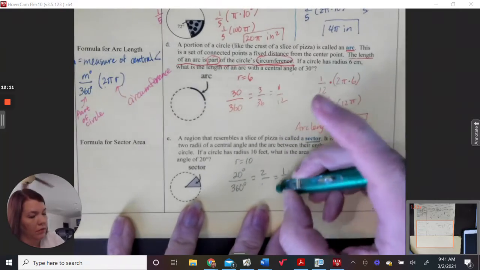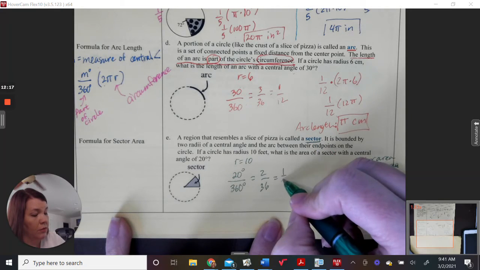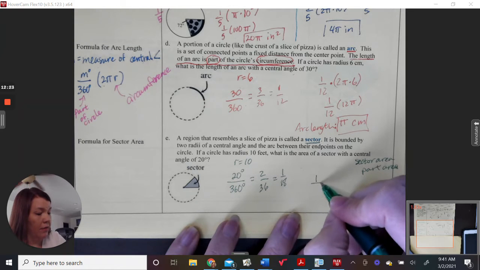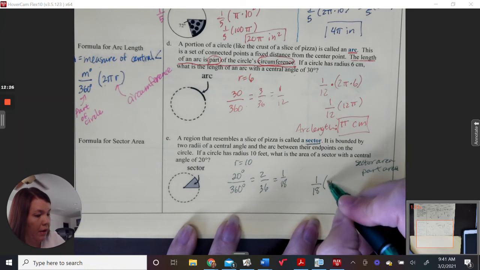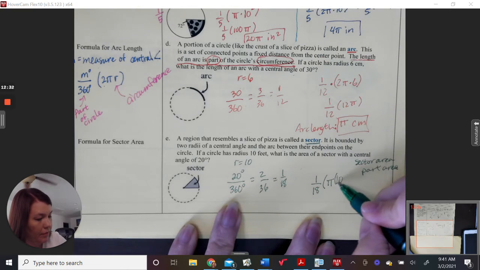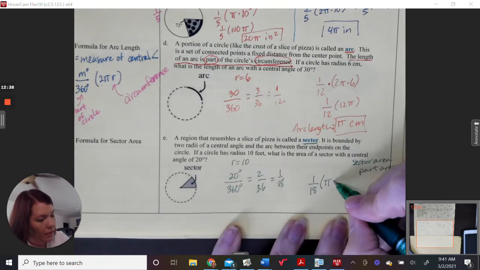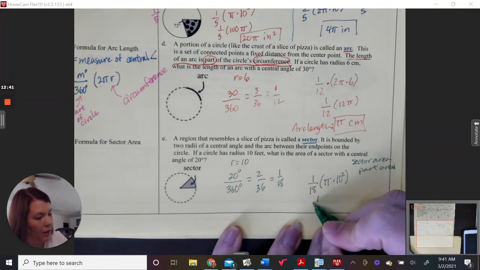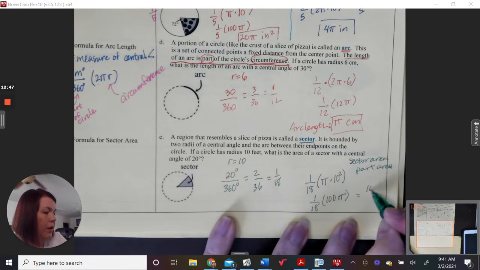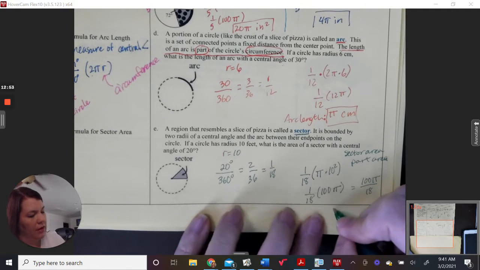So we're going to take our fraction times our area, pi r squared, and r is 10. So that will be 1/18 times 100 pi, which is 100 pi over 18. 2 goes into both those numbers, so that's 50 pi over 9. And I'll leave it there. 50 pi over 9 feet squared is the sector area.